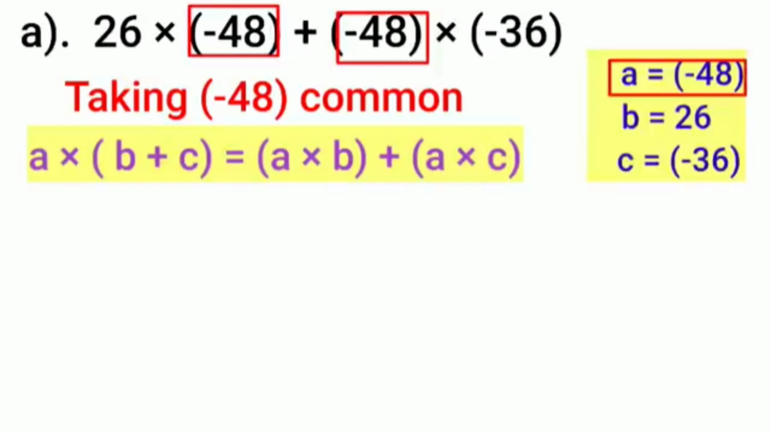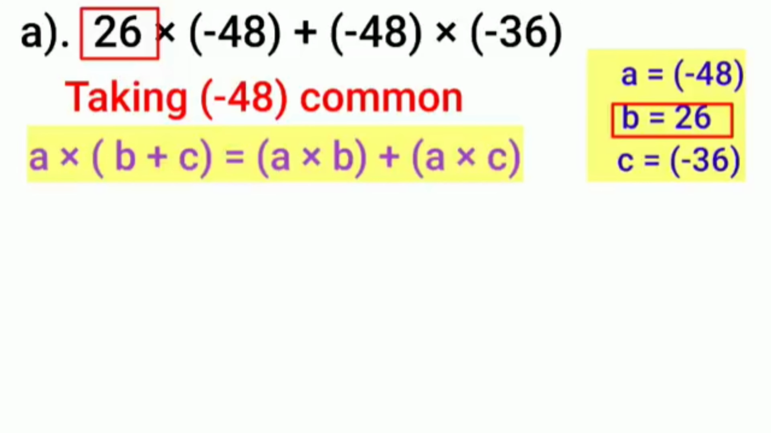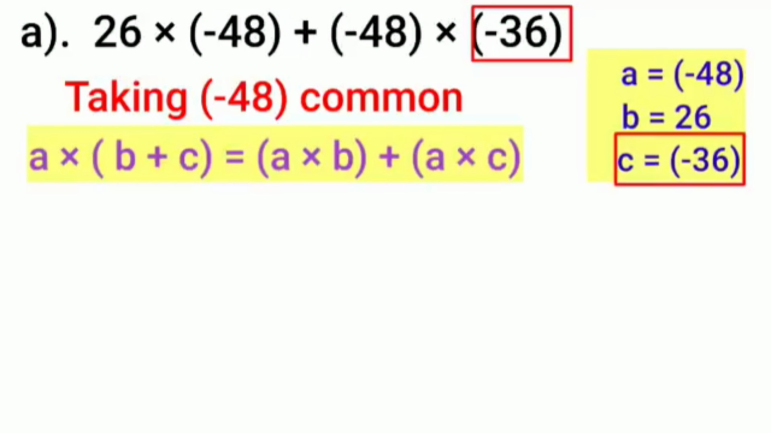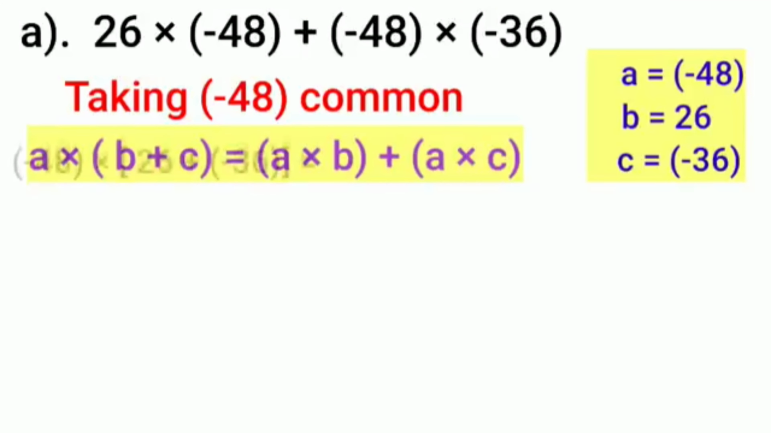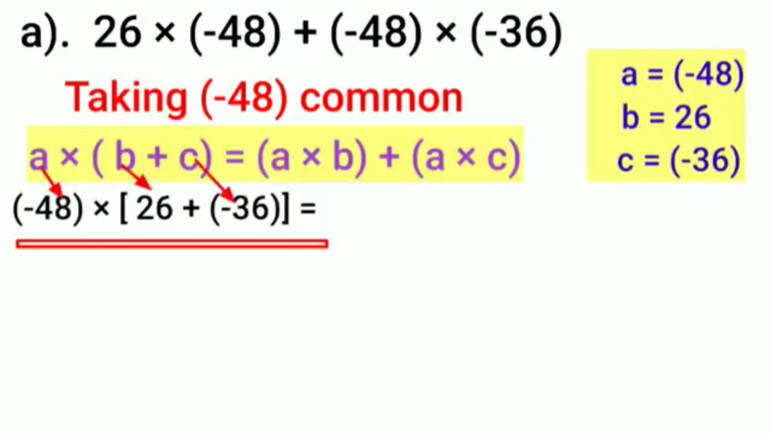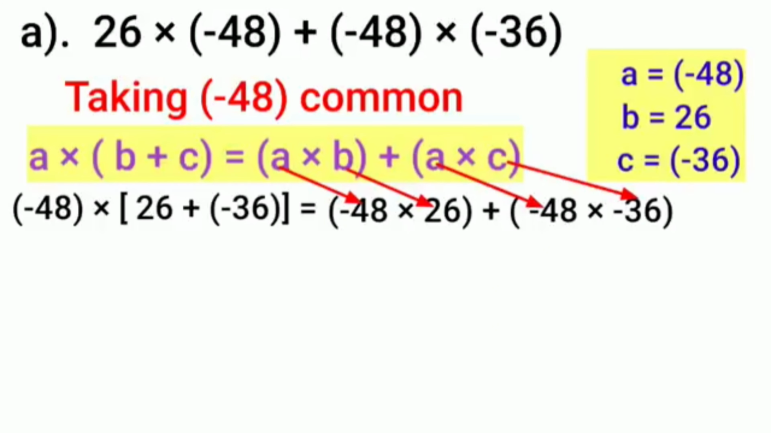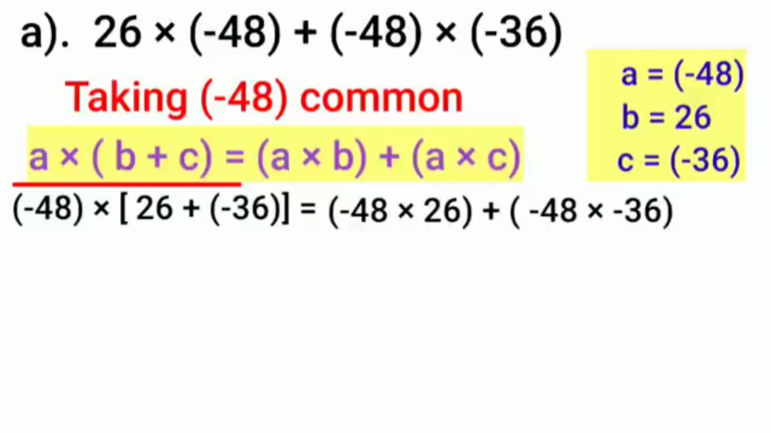So here A is equal to minus 48 because it is a common number. B is equal to 26 and C is equal to minus 36. Therefore, in the left hand side, minus 48 into 26 plus minus 36. And in the right hand side, minus 48 into 26 plus minus 48 into minus 36. Now, follow the left hand side of the property and continue the sum.